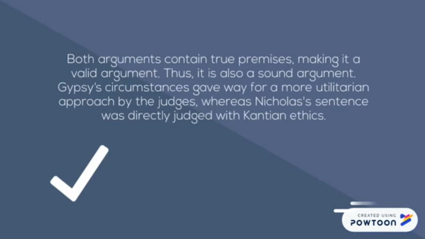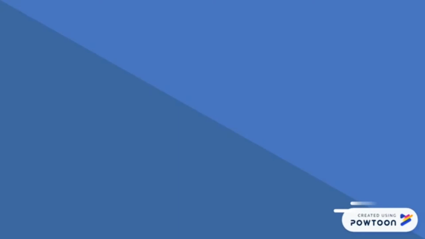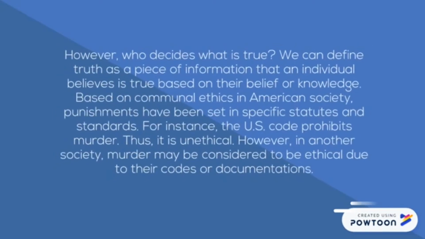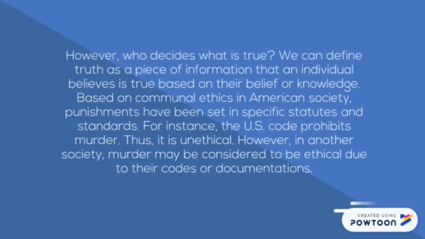Gypsy's circumstances gave way for a more utilitarian approach by the judges, whereas Nicholas's sentence was directly judged with Kantian ethics. However, who decides what is true? We can define truth as a piece of information that an individual believes is true based on their belief or knowledge.